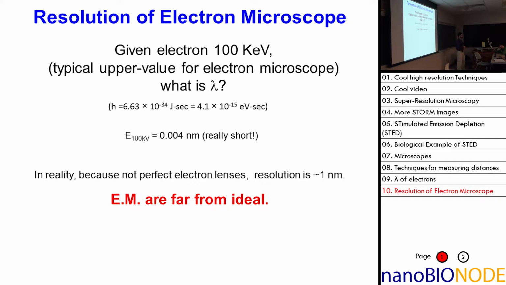It's not diffraction limited. Why isn't it diffraction limited? Because the so-called lenses that you use to make the image are not at all diffraction limited. In fact, the resolution is something like 200 times what it would be if it was diffraction limited. So the resolution is more like 1 nanometer. So the EM are far from ideal.